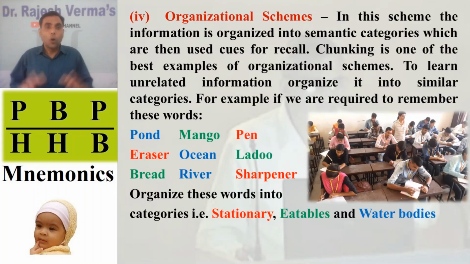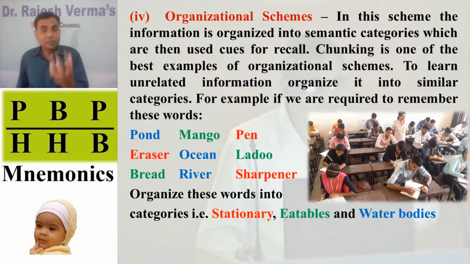Next comes the organizational schemes. In this scheme, the information is organized into semantic categories which are then used as cues for recall. It means we have to categorize the information as per its semantic properties. Chunking is one of the best examples of organizational schemes. We use chunking in short-term memory to remember more information, that is, more than 7 plus or minus 2. If you want to remember more than 9 items, you use the chunking method.